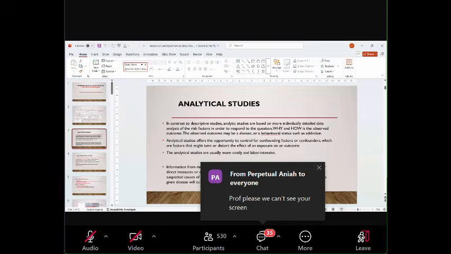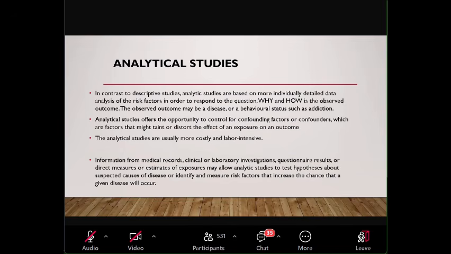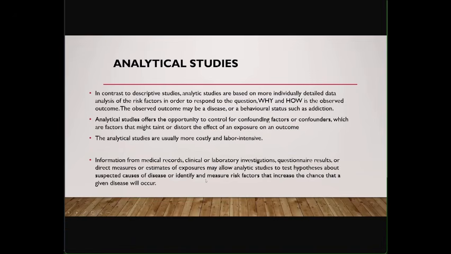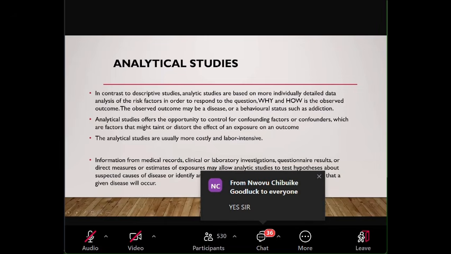Can you see my screen? Okay, you can put it on the chat box. I forgot that I muted you. Put it on the chat box if you can see. Just say yes. All right, great. Thank you.